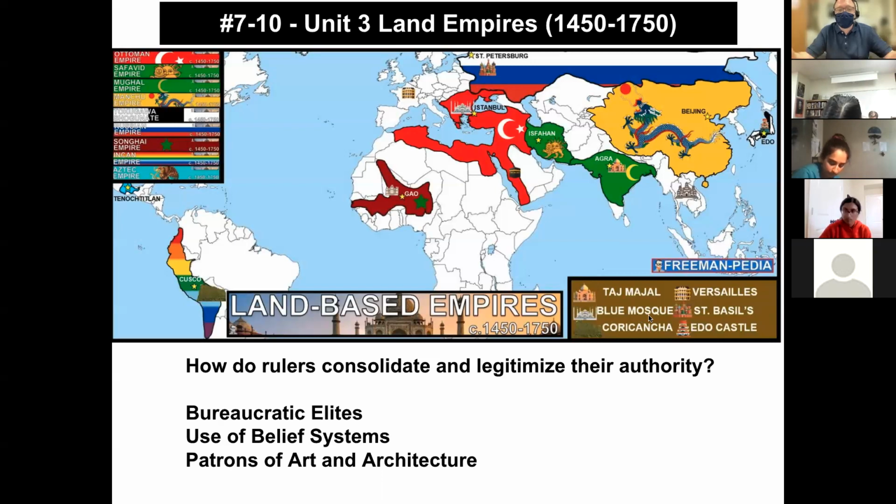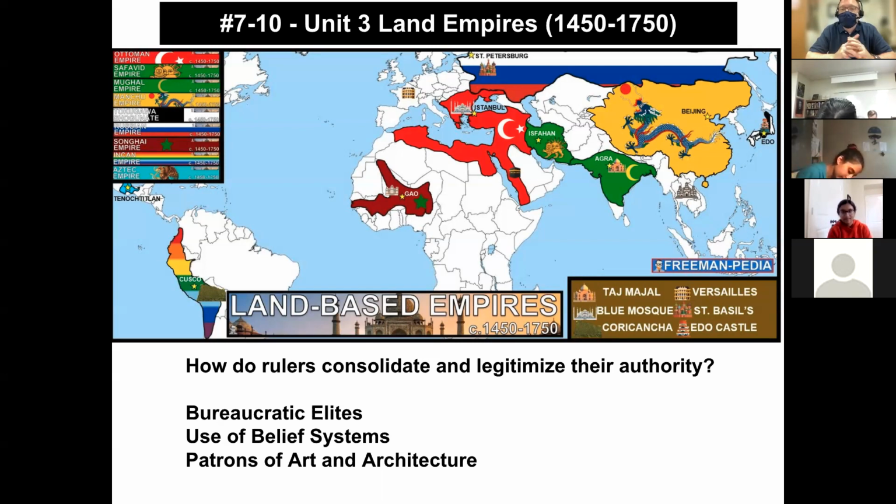Why would they make these things? What does that have to do with consolidating and legitimizing? What do you think? Come on, Zoom world. Kind of to say that this is this empire's place, and here's proof why we're here. Yeah. It's, hey, average human, look at this gigantic palace I can build and you can't. Look at how my palace is bigger than my neighbor's rivaling empire's palace.